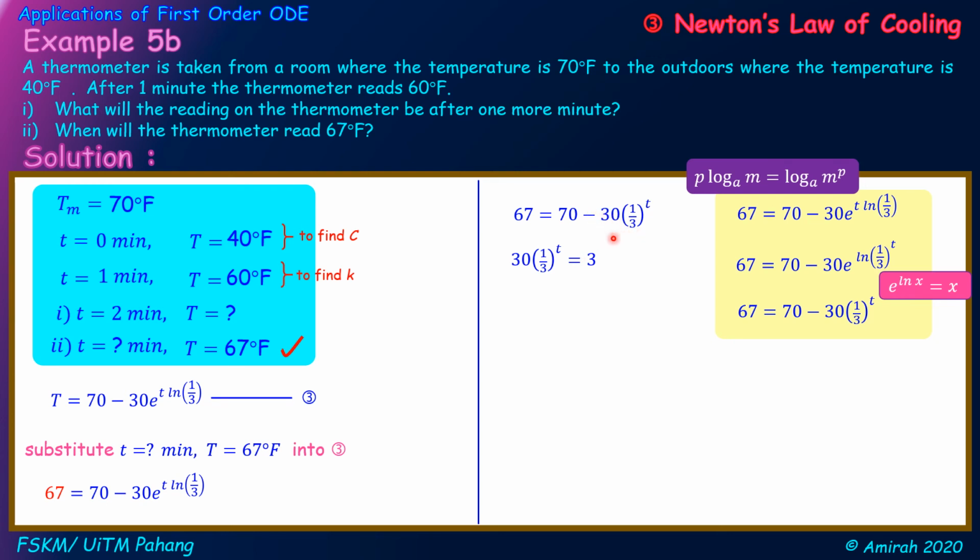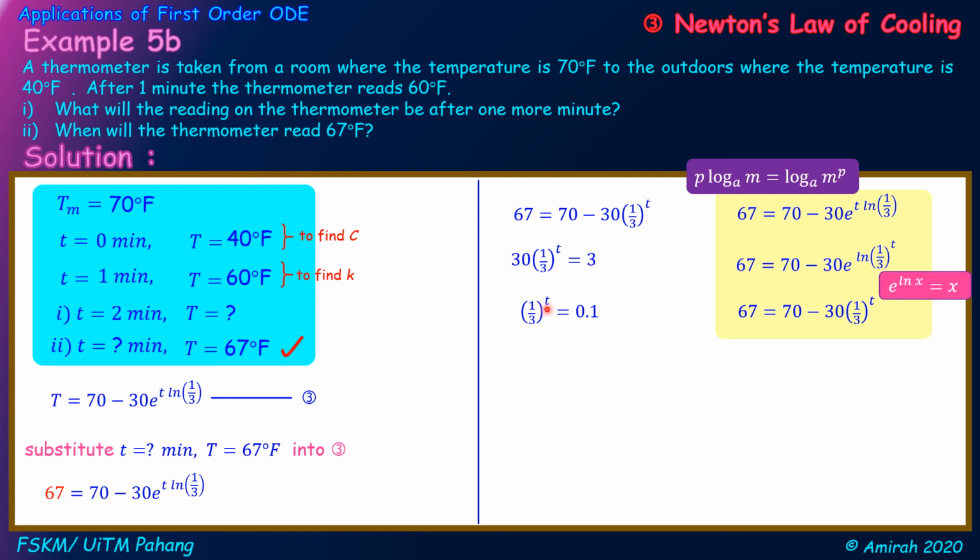So we move minus 30 times 1 over 3 to the power of t to the left hand side, and then we move 67 to the left hand side. We get 70 minus 67, which equals positive 3, and when we move negative 30 times 1 over 3 to the power of t to the left hand side we get positive 30 times 1 over 3 to the power of t. Then we get 1 over 3 to the power of t equals 0.1, because 3 over 30 equals 1 over 10, or 0.1. Now we want to find t.